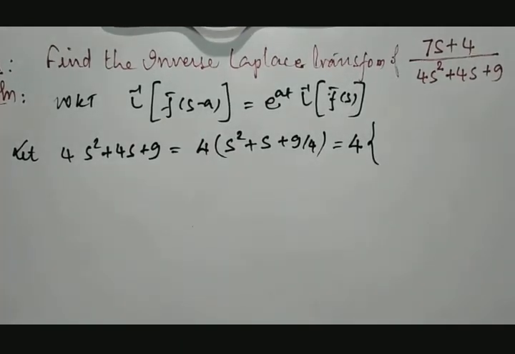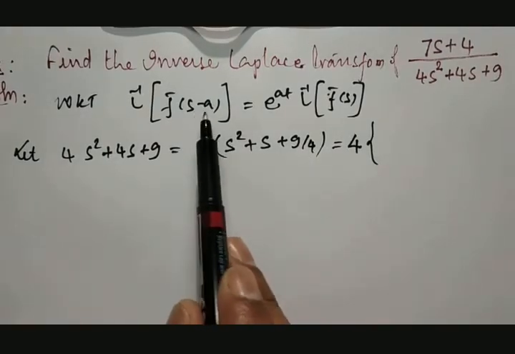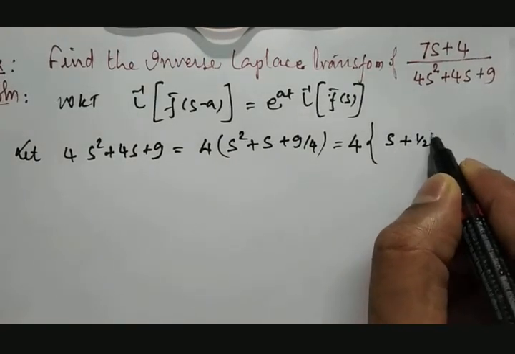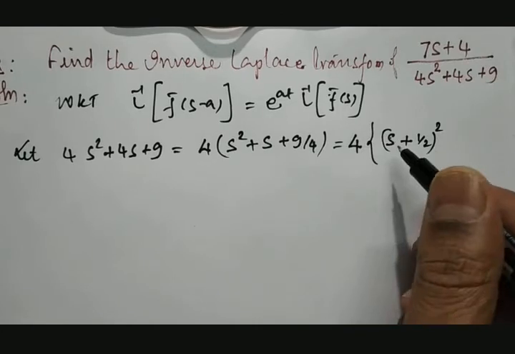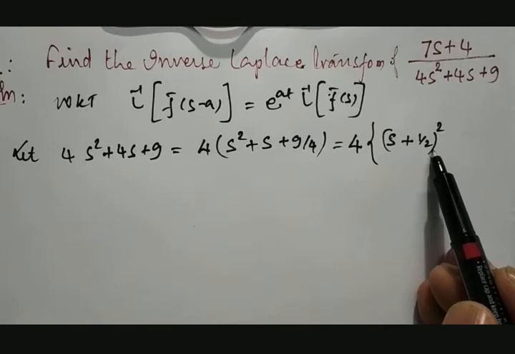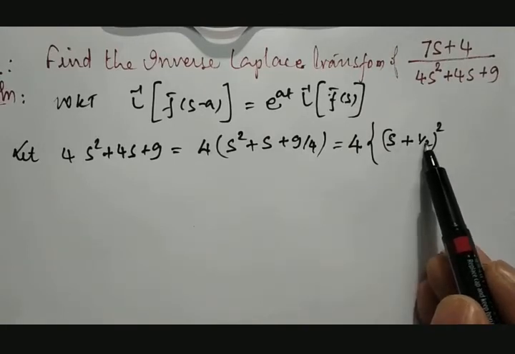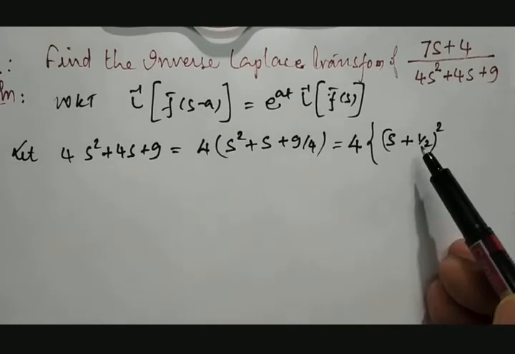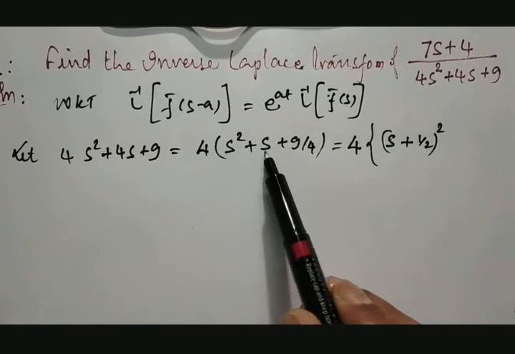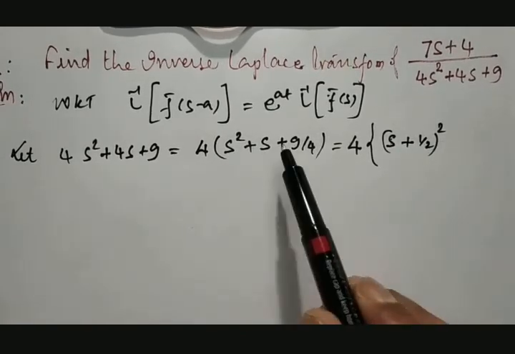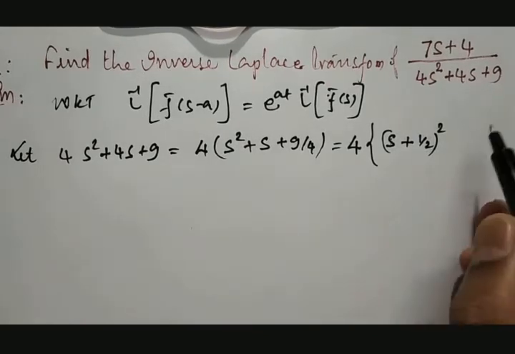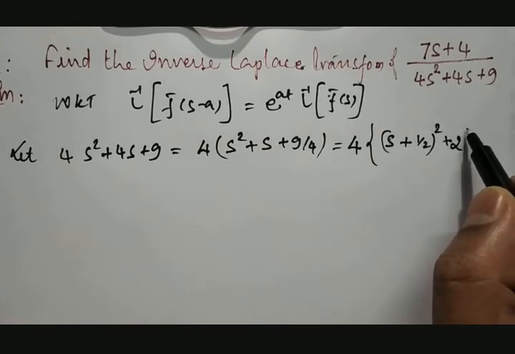How can it be written? It has to be written in the s minus a pattern. So it is nothing but (s + 1/2) the whole squared. If you expand this, it becomes s² + 1/4 + 2 times s into 1/2, where the 2 and 1/2 cancel, so it becomes s² + s + 1/4. Then out of 9/4, if I remove 1/4, what remains? 2 remains. So that will be written here.